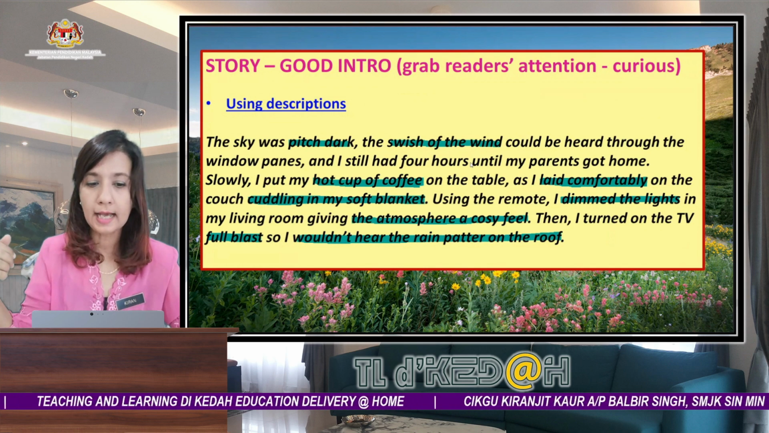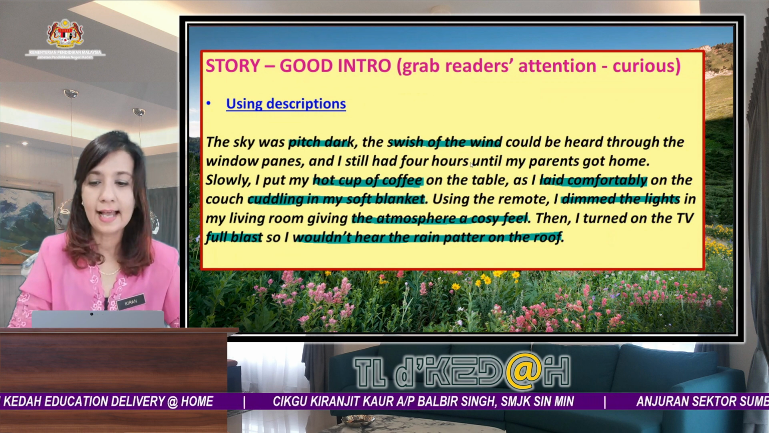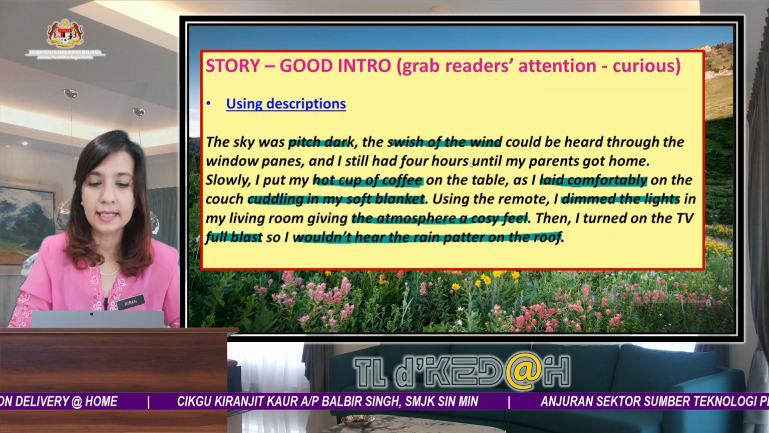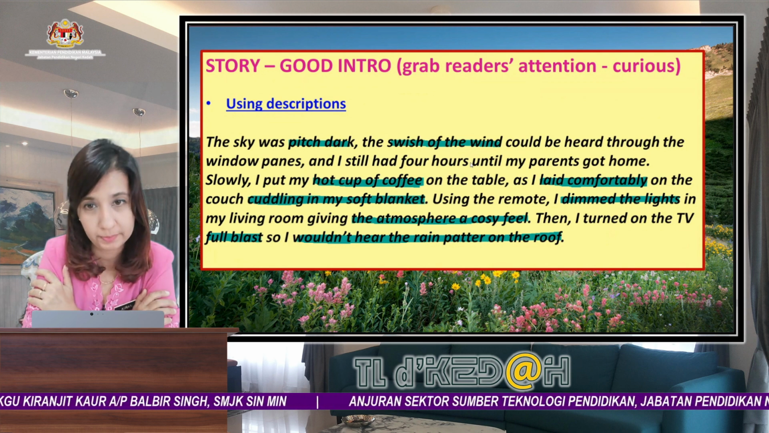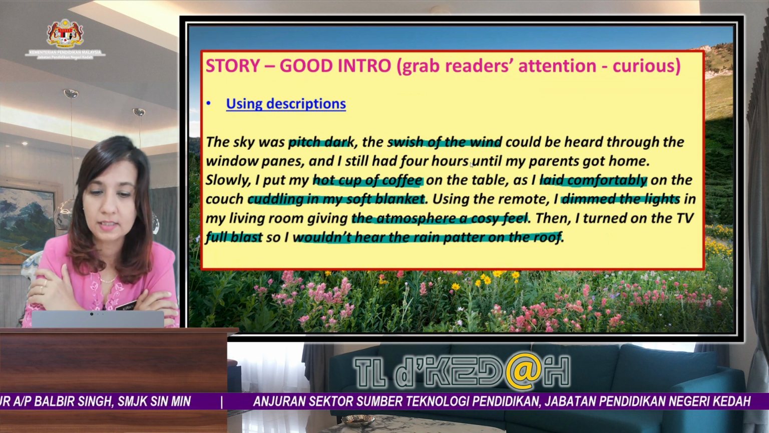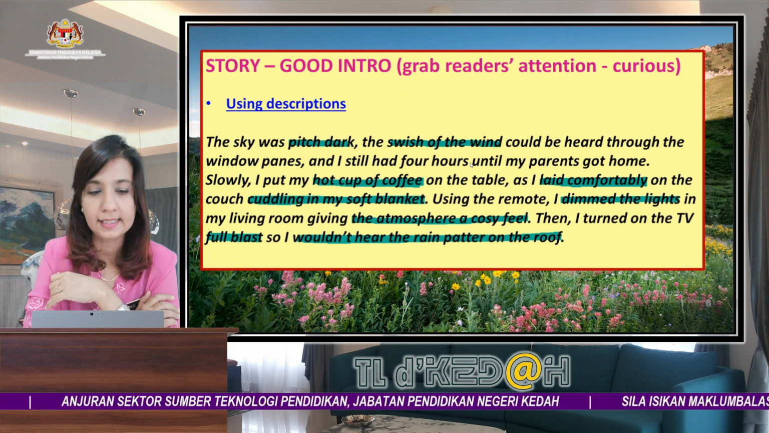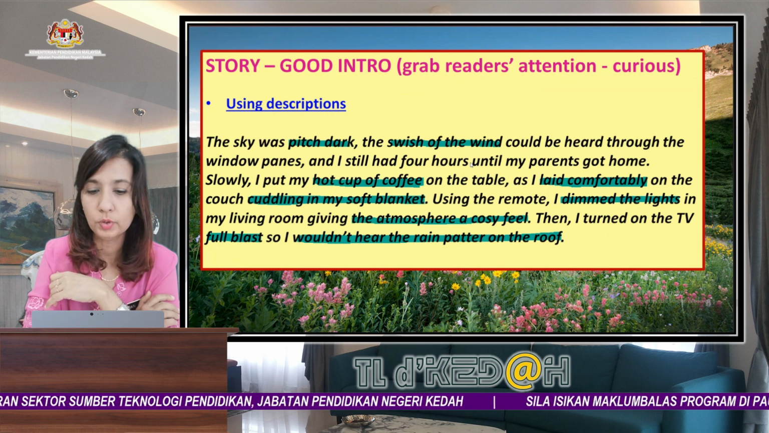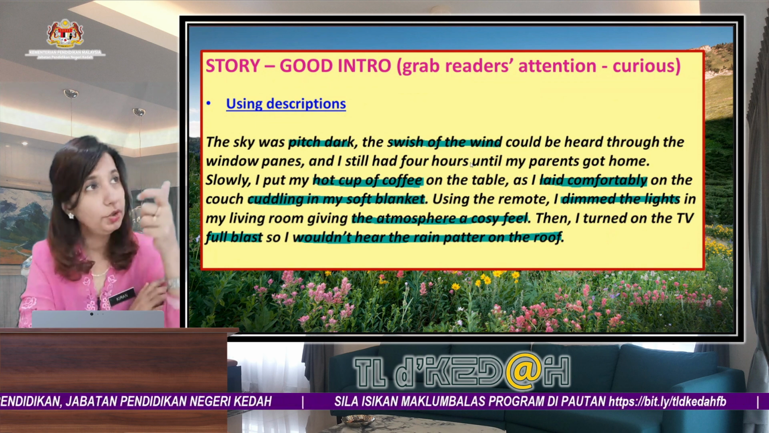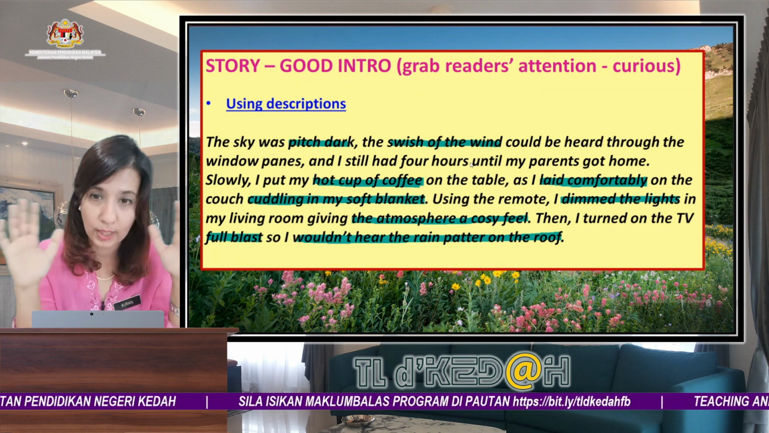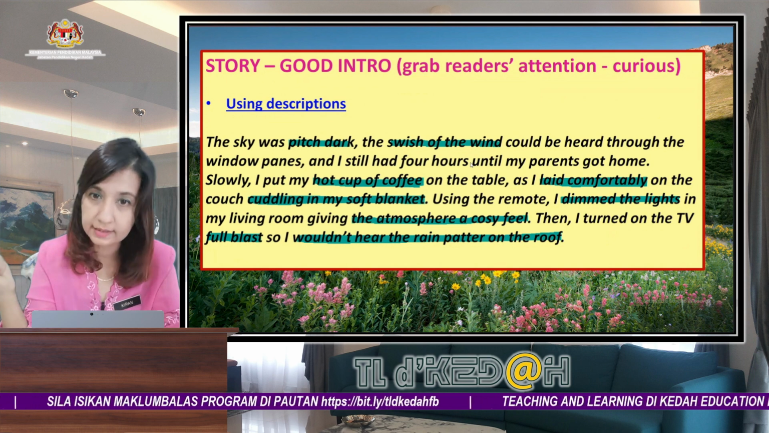Slowly, I put my hot cup of coffee on the table. So you can picture it. As I lay comfortably on the couch, cuddling my soft blanket. Cuddling is hugging. So you know this person is getting very comfortable, and this person is drinking a hot cup of coffee. All right. Using the remote, I dim the lights in my living room, giving the atmosphere a cozy feel. Cozy means comfortable. You dim the light means you make the light less bright. So you know that it's at night.